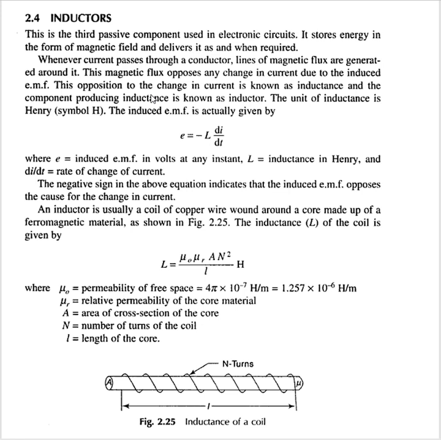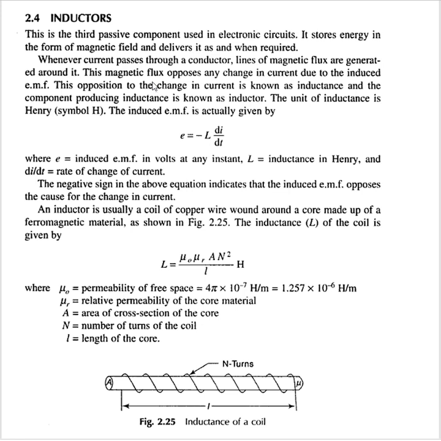An inductor is usually a coil of copper wire wound around a core made up of a ferromagnetic material. The inductance of the coil L is given by L is equal to mu naught mu r A N square divided by l Henry, where mu naught is the permeability of free space. Its value is 4 pi into 10 power minus 7 H per m, which is equal to 1.257 into 10 power minus 6 H per m.